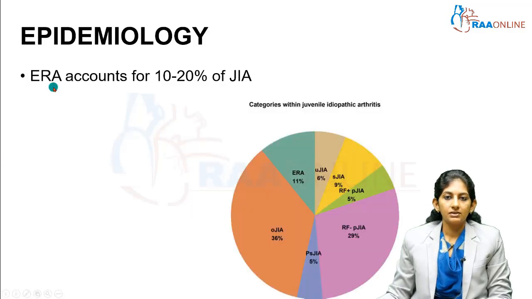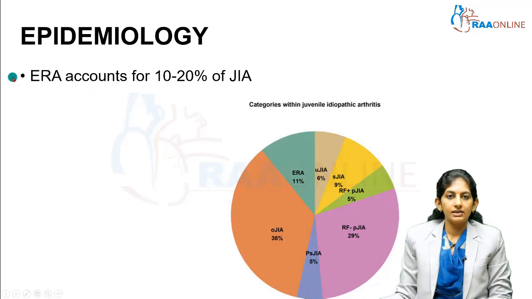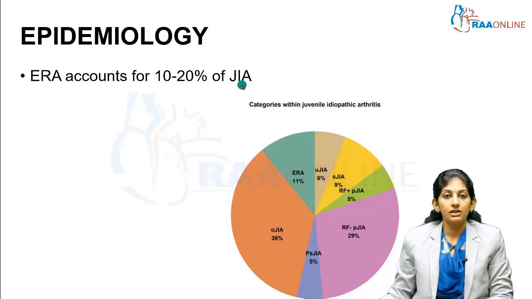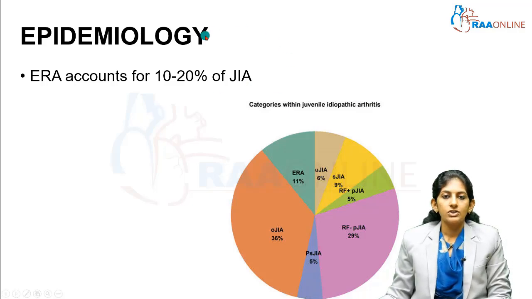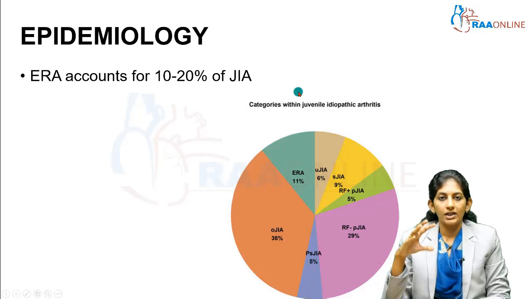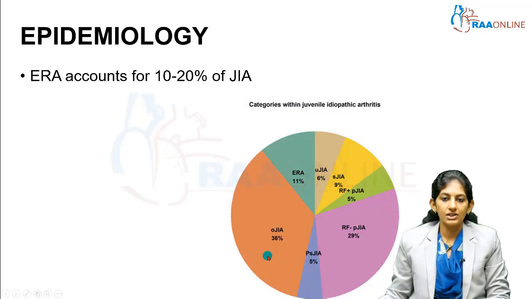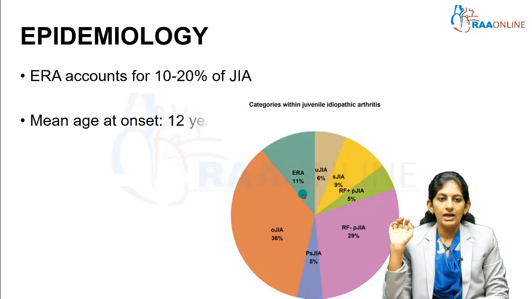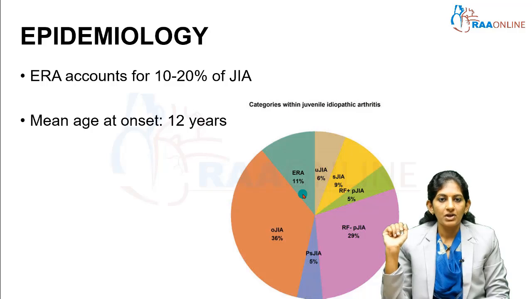So coming to the spondyloarthritis or the ERA, enthesitis related arthritis. So we talked about ERA in the chapter of JIA as well. So in juvenile idiopathic arthritis chapter, we talked about epidemiology. So what are the various types of JIA and which type is common? So here you can see oligoarticular JIA is occupying the chunk of all the types of JIA. ERA, enthesitis related arthritis, only accounts for 10%. So 10 to maximum 20% of all the JIA will be enthesitis related or the spondyloarthritis.